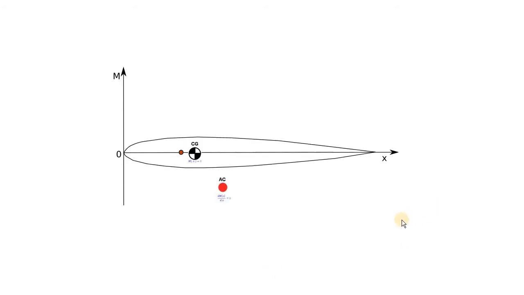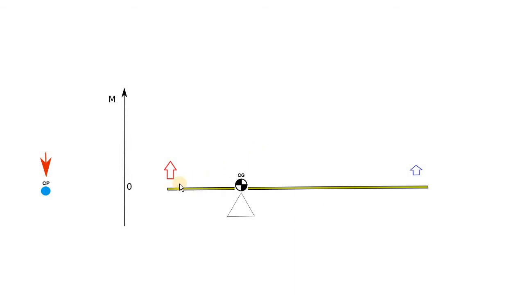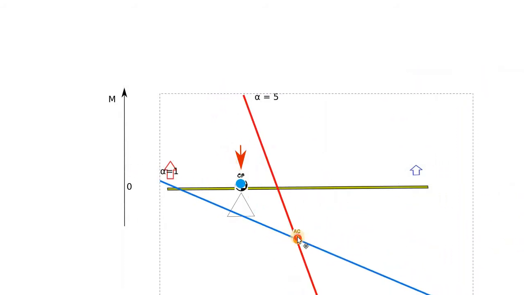And now let's look at the stability of this system. We present the airfoil with this balancing system. We can see that we have the center of gravity, and this airfoil on this particular system can rotate about this center of gravity, and we have the center of pressure located here. What we can do now is compute the moment at each position along this line for different angles of attack. If we do that, the result is going to be like this.